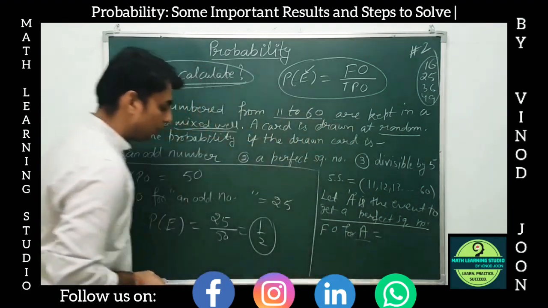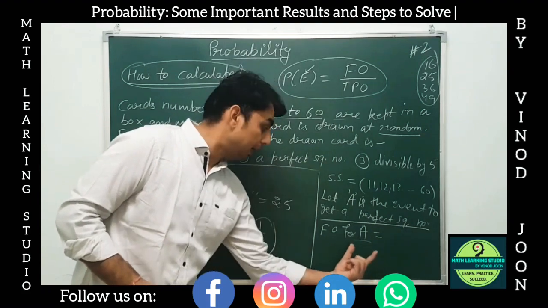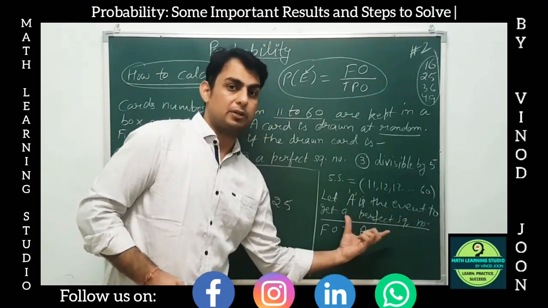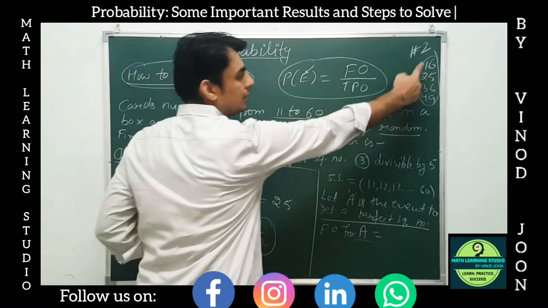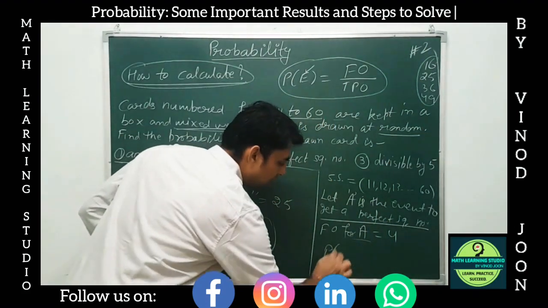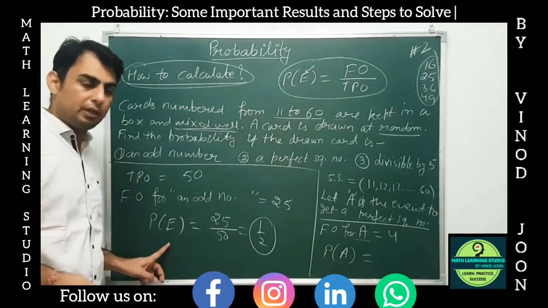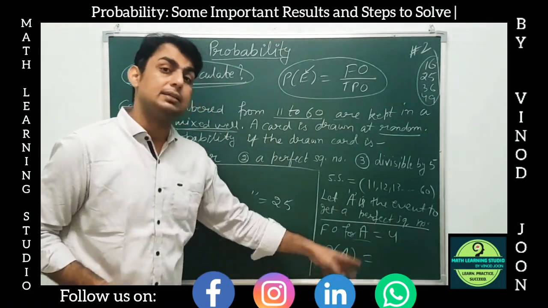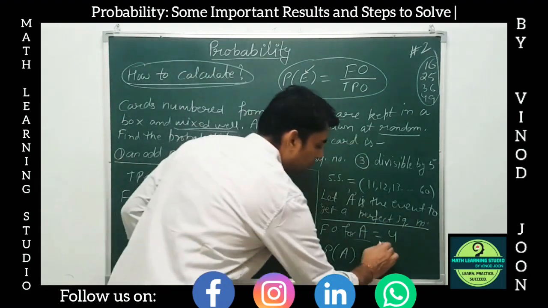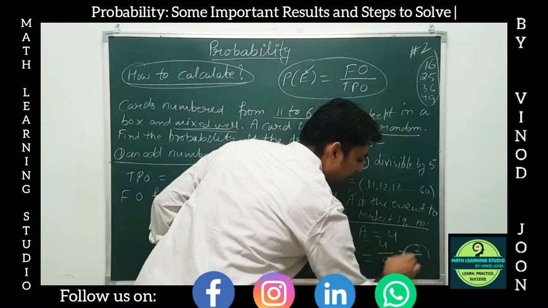Now see, I have not written this complete statement here because I have already named that A. A means I know this, a perfect square. So favorable outcomes for A is these 4 numbers, so just 4. And then we'll write probability of A only. We need not to write P of E here, we'll write P of A because A is the name of that event. So it will be 4 out of 50, that is 2 by 25.